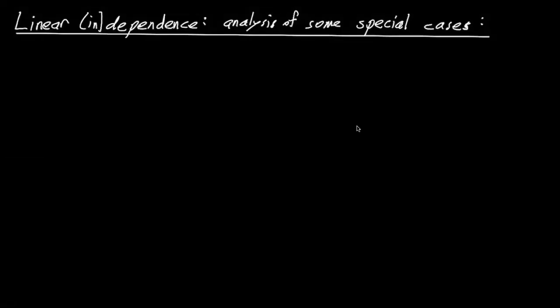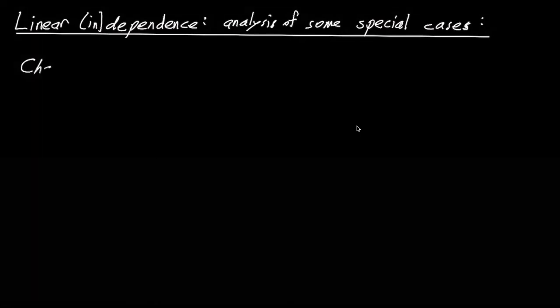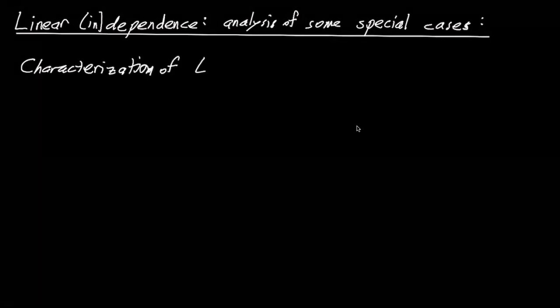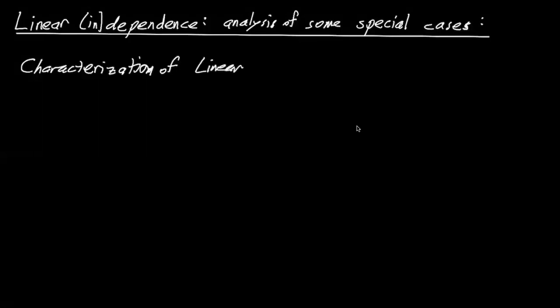Okay, I want to analyze some special situations that arise a lot when you're thinking about linear dependence and independence. So I want to go through some special cases, but first, let me just remind you from the last video, we had this characterization of linear independence. This characterization makes it easy to analyze special cases, because everything's going to come down to pivots, as it always does.